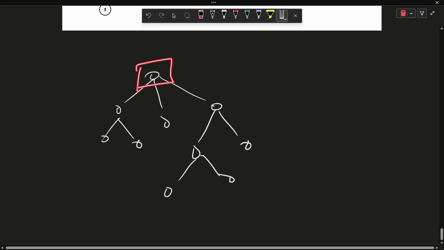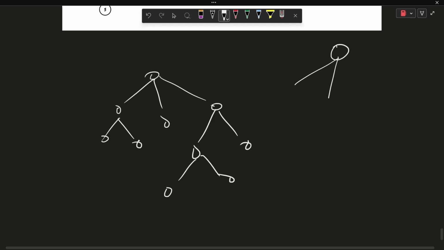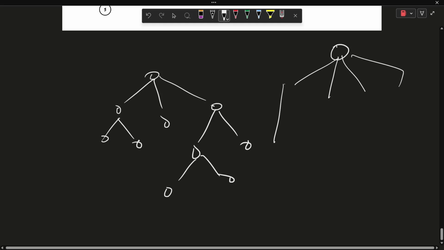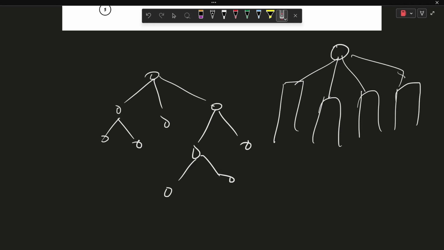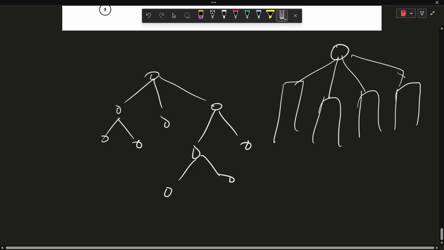So for any node, if that node is the root and it has some children, and every child has some subtree, I'm representing here the subtree of this child. So what would my diameter be? Not the diameter, I would say, what's the longest path passing through this node? We definitely have to include this node. What is the longest path through this node?